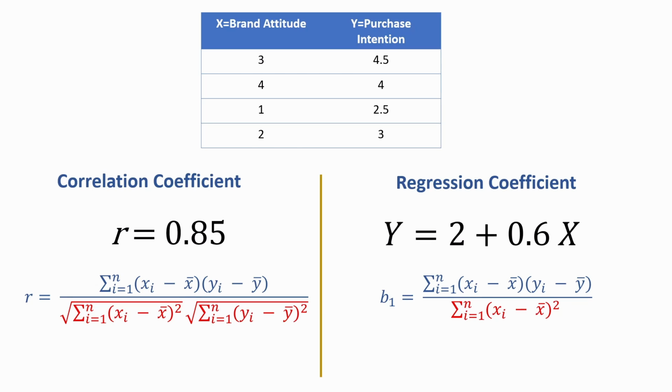As you can see, the numerators are exactly the same across these two formulas. And the only difference is actually the denominator. So if you do some calculation, you will get the numerator is 3, so both of them are 3. But the denominators are different. So that's why it leads to different numbers for the correlation coefficient and regression coefficient, even though the x and y data are exactly the same.